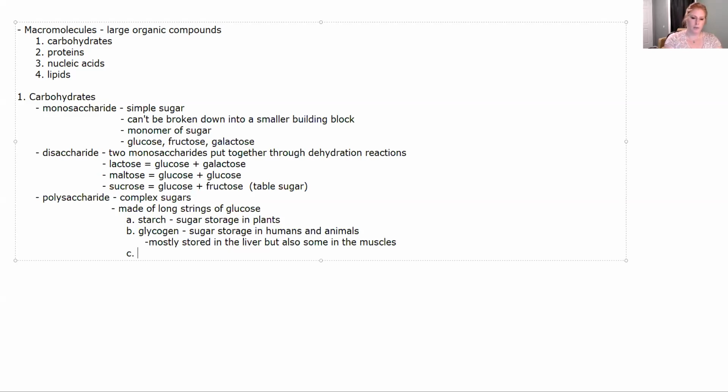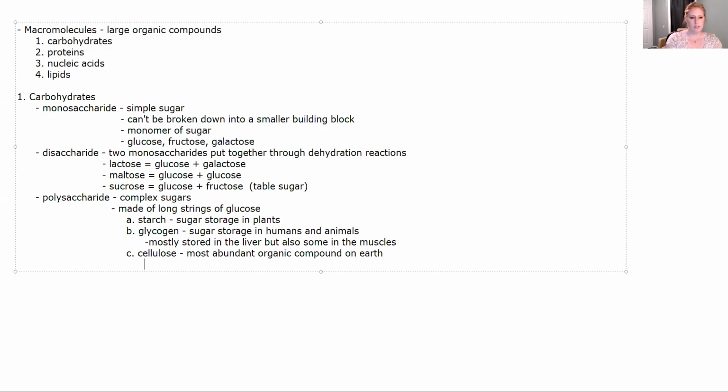And then finally we have something called cellulose. Cellulose is, again, a polysaccharide, and it's actually the most abundant organic compound on Earth. On Earth. Why, you ask? I'm gonna tell you.